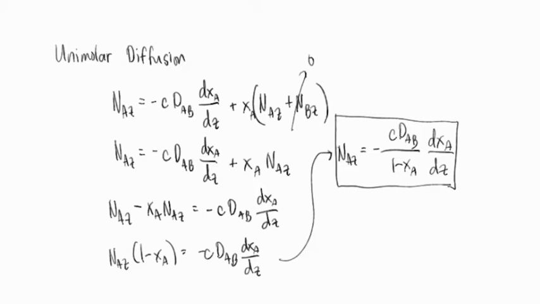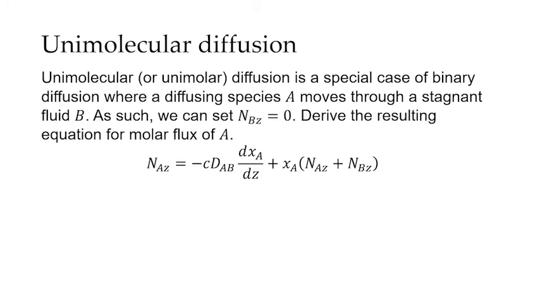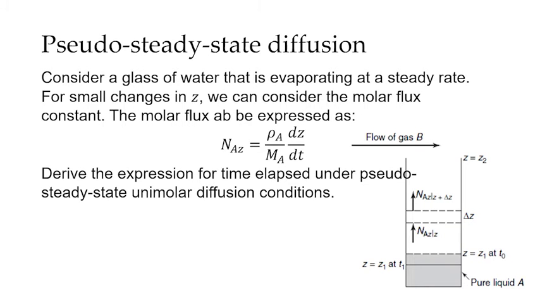Now take note that in this differential equation, we have the variable x_A appearing on the right-hand side of the equation. That means that when you integrate this expression, this would result in a natural logarithm because you have dx_A over (1 minus x_A). Okay? We will be integrating this later in our example problems. So those are our two limiting conditions for steady-state diffusion. Again, we have equimolar counter-diffusion and unimolecular or unimolar diffusion. Let's now move on to pseudo-steady-state diffusion.